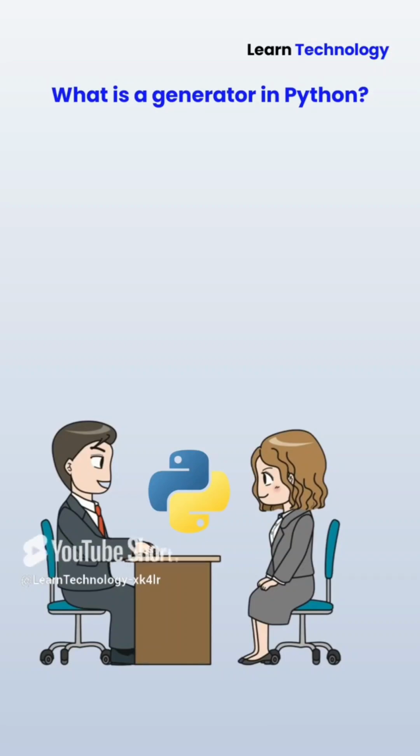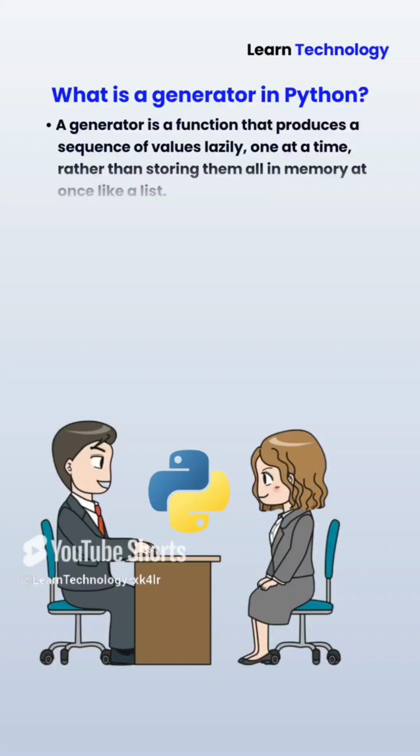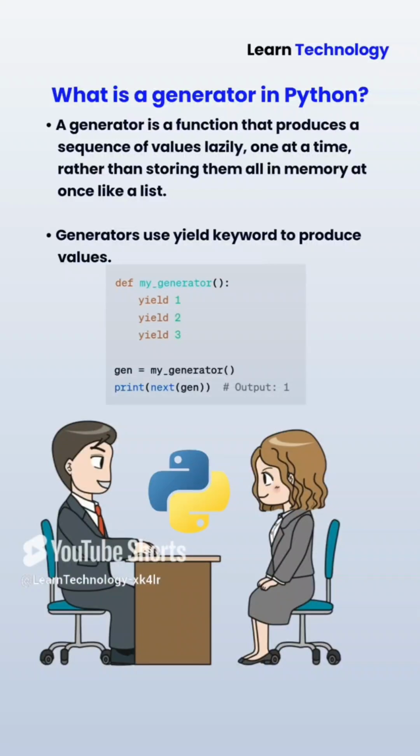What is a generator in Python? A generator is a function that produces a sequence of values lazily, one at a time, rather than storing them all in memory at once like a list. Generators use the yield keyword to produce values.